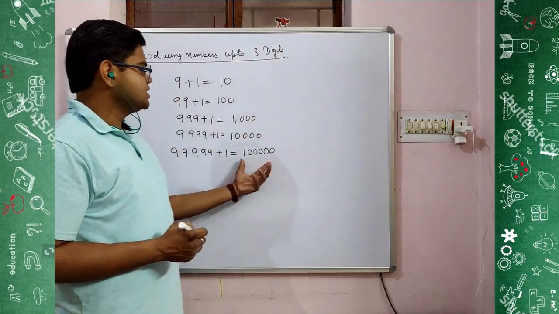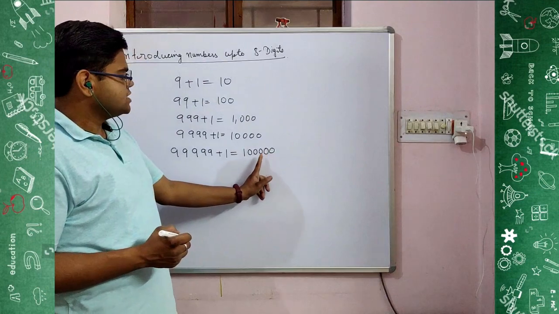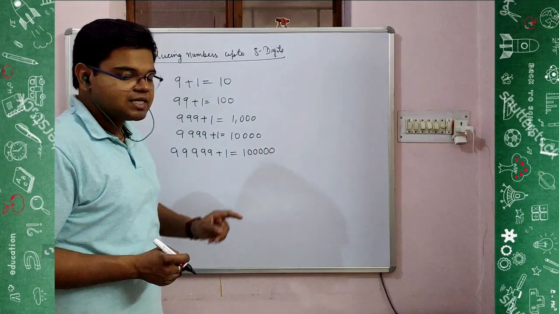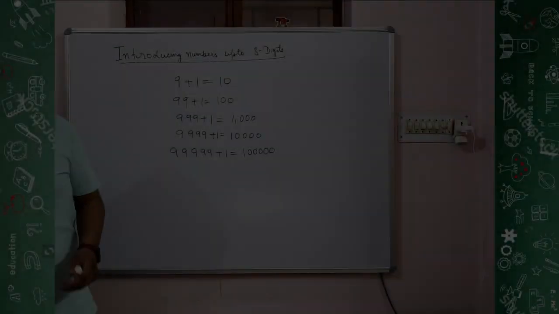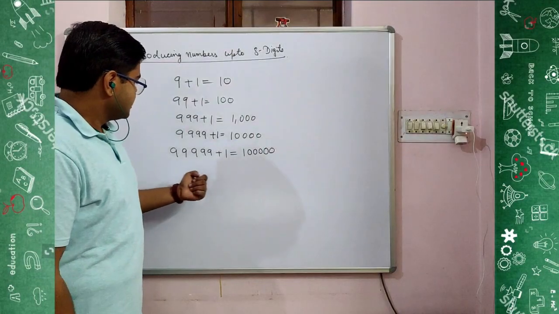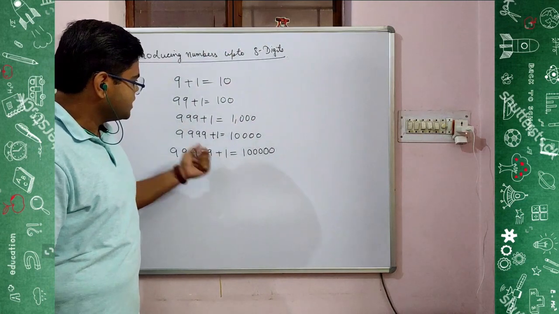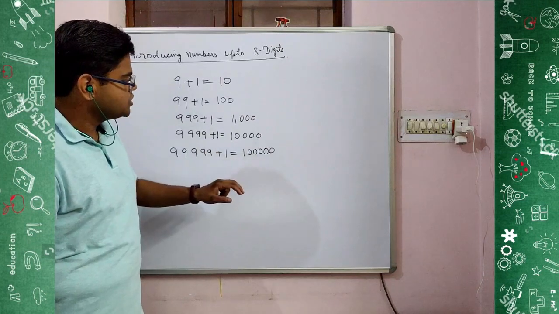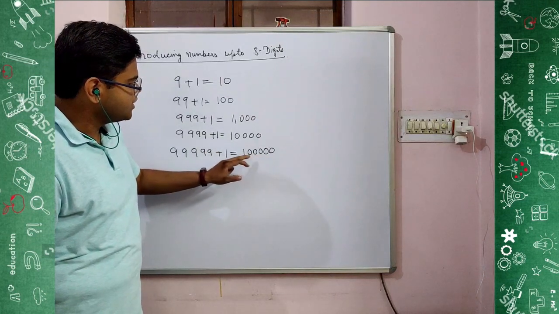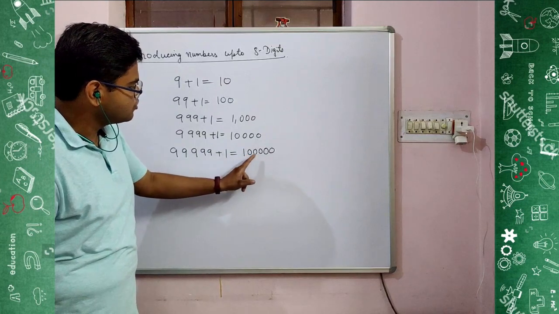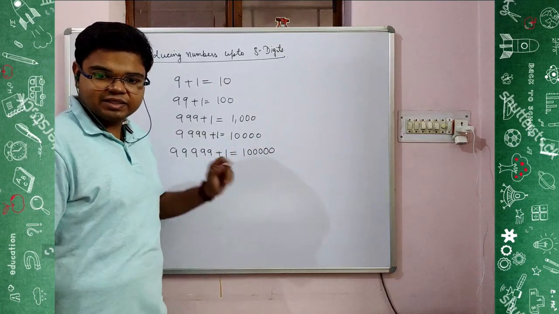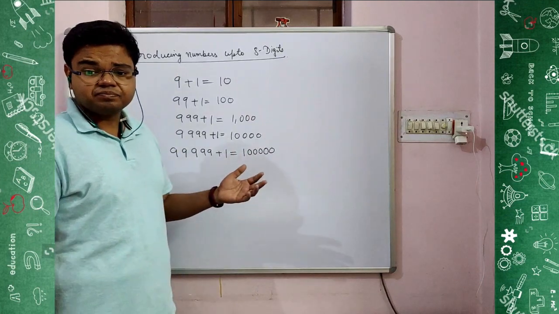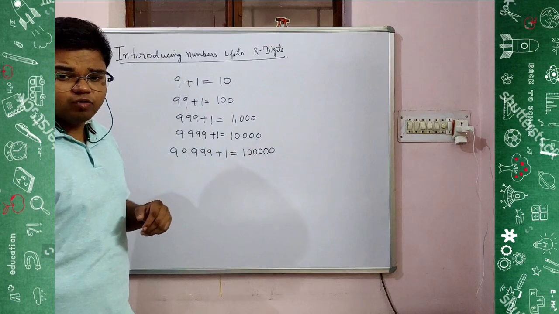So what is the smallest 6-digit number? Ones, tens, hundreds, thousands, ten thousands, lakh. 1 lakh is your smallest 6-digit number. So children, 99,999 plus 1 gives us 1 lakh. And 1 lakh is the smallest 6-digit number.